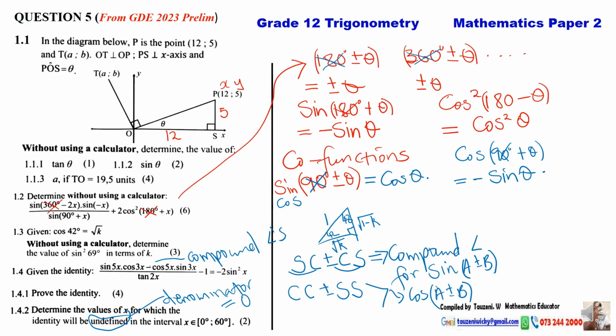Now, let's look at how we can go ahead and answer these questions. If you look at this paper and other papers that I've posted, we see that the questions in trigonometry are very, very similar. So if you study the ideas very well, you stand a very good chance of passing this section. And it's worth a lot of marks in paper 2. So it is absolutely necessary to make sure we have a good understanding of the section on trigonometry.